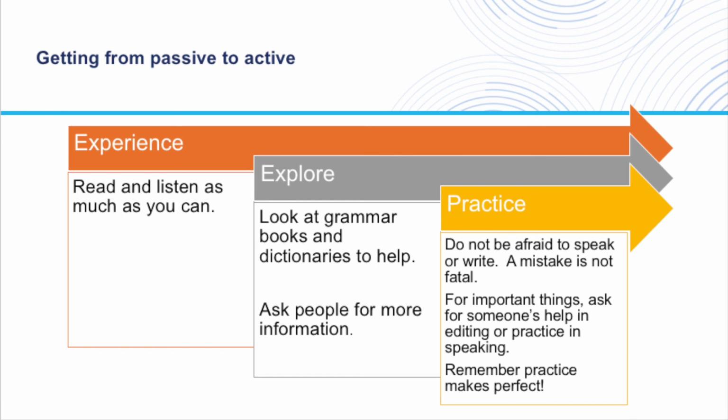Explore. You need to know more about a word. Look at a dictionary or a grammar book. Ask someone. Practice. Practice speaking and writing in English as much as you can. It might not be comfortable at first, but practice. Remember, practice makes perfect.